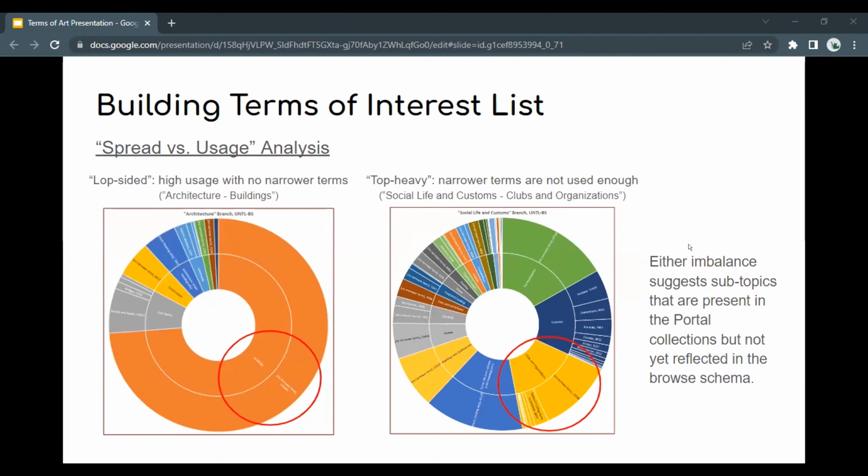And again, the ultimate hope of doing all of this was that identifying these gaps in these areas would help us identify topics that are inadequately represented in the schema and hopefully suggest new terms that we could add to the vocabulary to better address the gaps. And so after doing the spread versus usage analysis, I actually identified 8 additional terms that I added to the ones that I had gotten from the previous step.